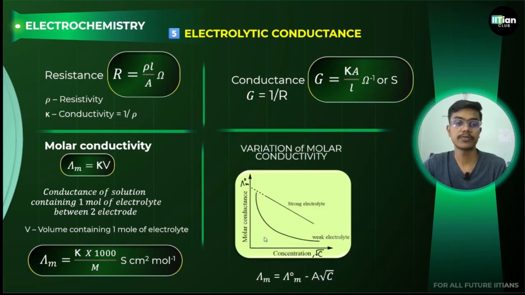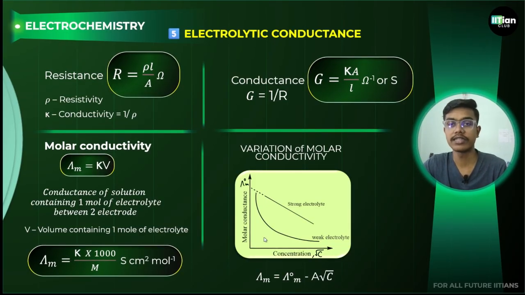Note the units also. Next up, we have variations of molar conductivity. As you can see in the graph, as you dilute the solution, the molar conductance increases. That is, molar conductivity increases upon dilution. And for strong electrolytes, you can have a linear relation. The relation is given below. And for weak electrolytes, you don't have a linear relation.